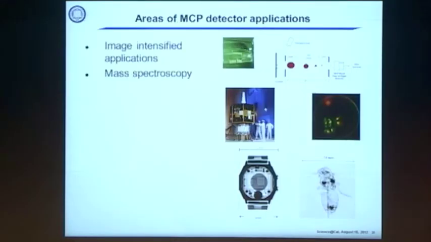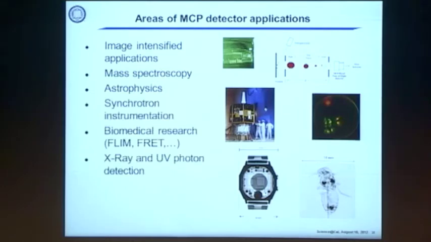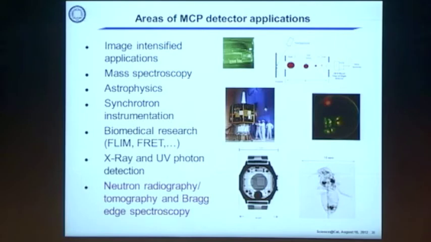The detectors we built are used in different areas, different fields of science and engineering. Since they're event counting, they can be used for mass spectroscopy and astrophysics. We do synchrotron instrumentation here at Berkeley Lab as well, and a lot of biomedical research. So from looking at stars, we look at very small cells as well. This image on the right shows a cell. I'll mention it briefly.